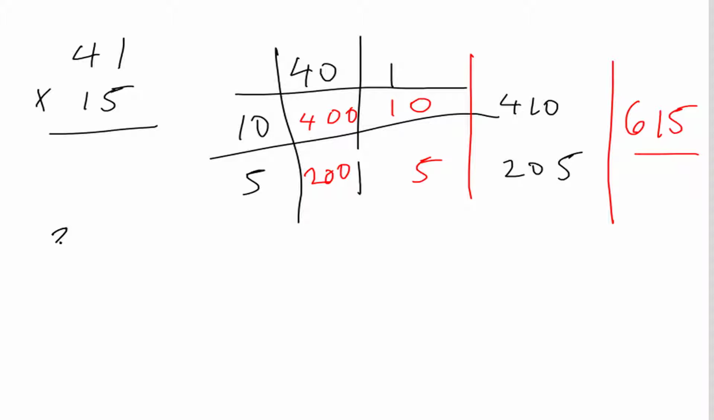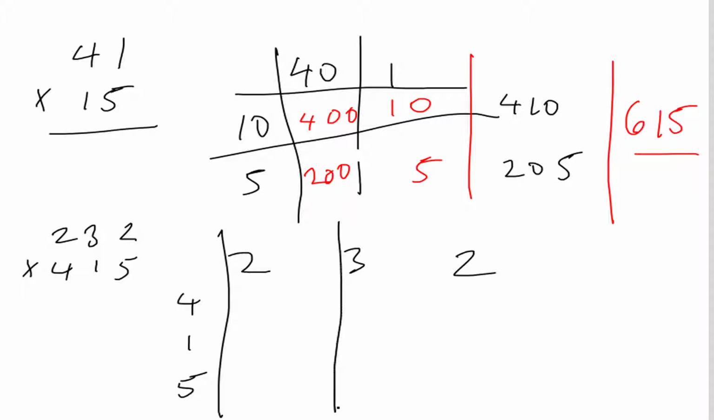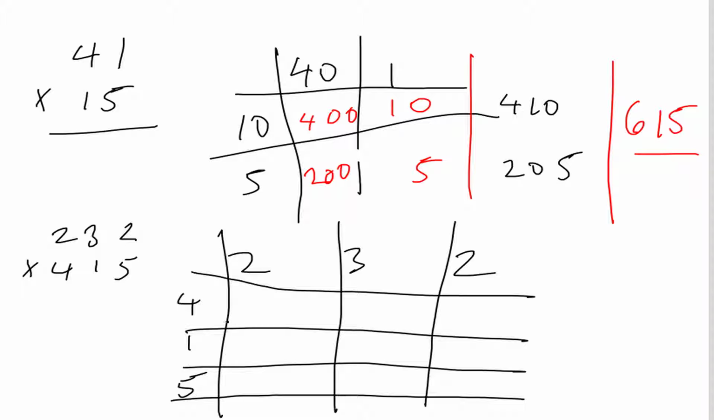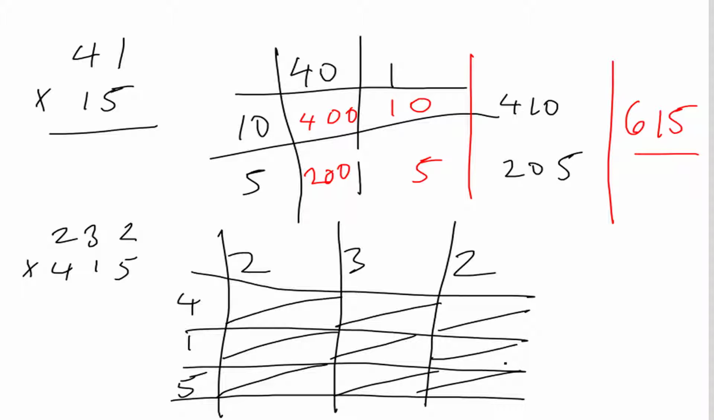Let's use 3 numbers. So say 232 times 415. So how do we do this? Make another grid, 2, 3, 2 like this, 4, 1, 5 below. Draw a grid. Let's make it a bit more neater this time. There you go. And then the final step is draw a diagonal line for the units and the tens, like this. Okay, that's your first step. Get the grid ready.